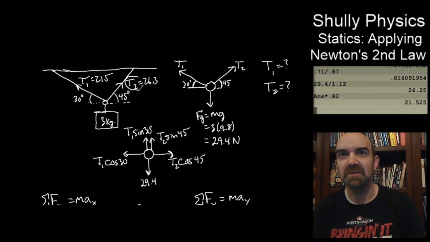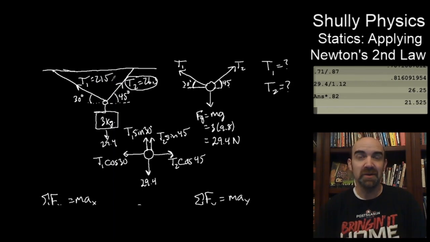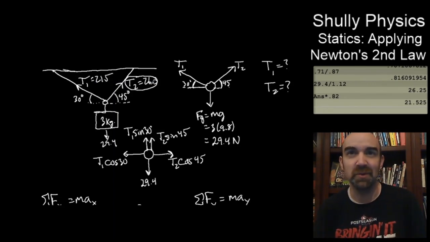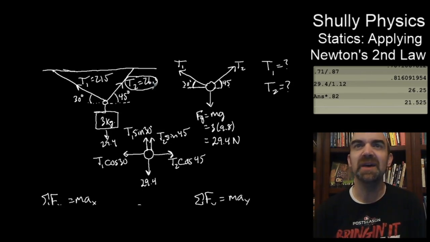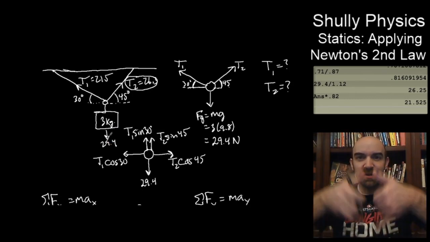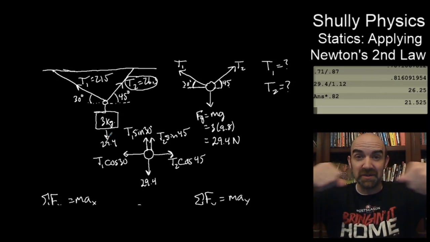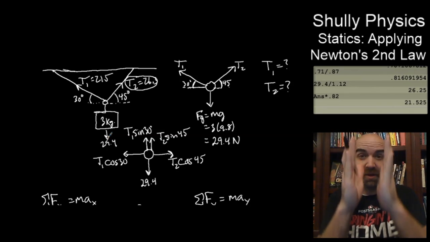I think it does. Tension 2 should be a bit higher than tension 1 because it's more vertical. It's holding more of the weight. 29.4 newtons is the weight pulling down, and these should share that. Now, if you add up 21.5 and 26.3, you get 47.8. That's higher than 29.4. But what they're doing is they're not only supporting that weight, they're also pulling against each other.